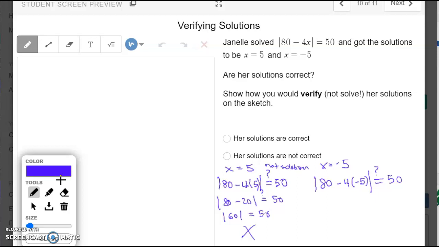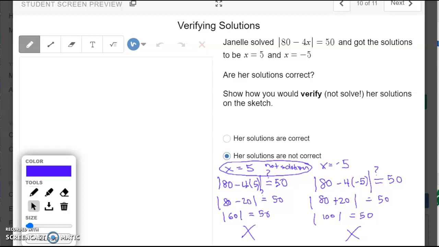That's my conclusion from this, and I can just check the other one too, and that leaves me with 80 minus negative 4 times negative 5 is positive 20. Is that equal to 50? Well, 80 plus 20 is 100. Absolute value of 100 is not 50. So that is not true. So the solutions are incorrect will be my answer.